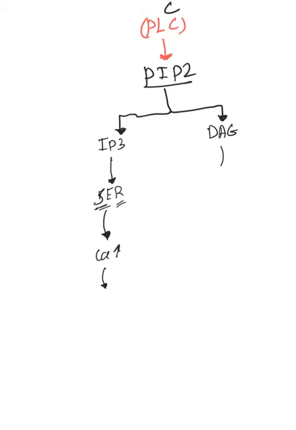For DAG, it's kind of the same thing. DAG will activate PKC, which is a protein kinase. It also phosphorylates a lot of proteins, and then it will end up going inside the nucleus, also altering the gene expression.